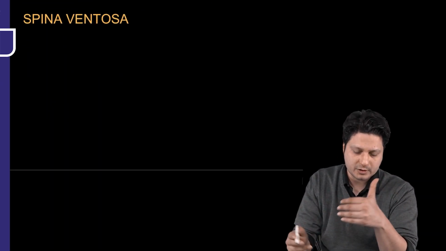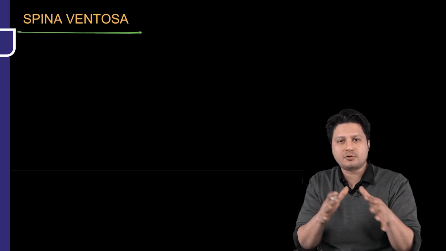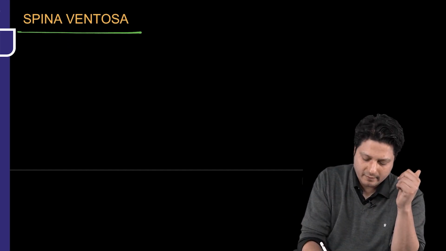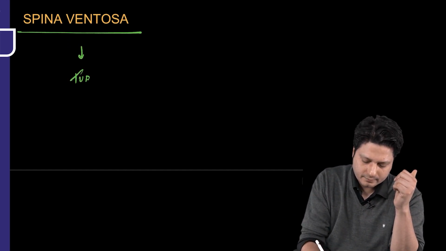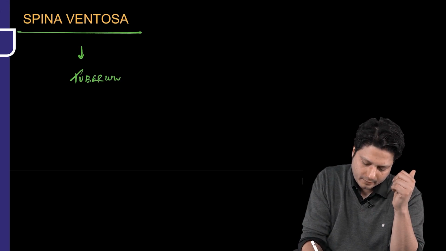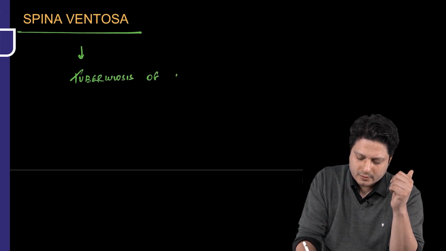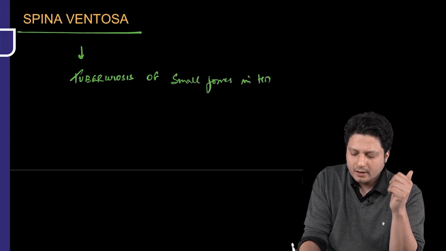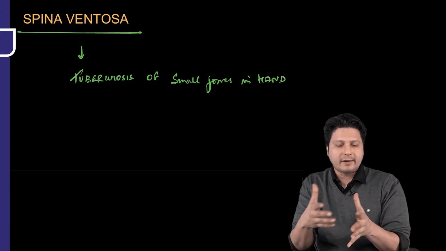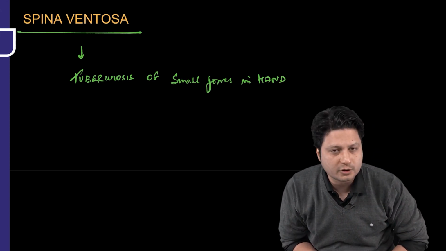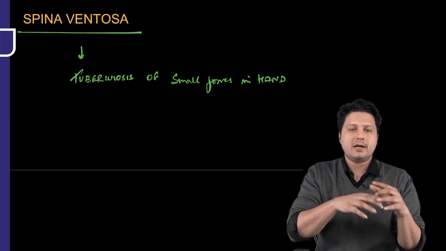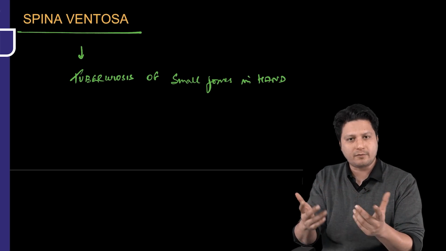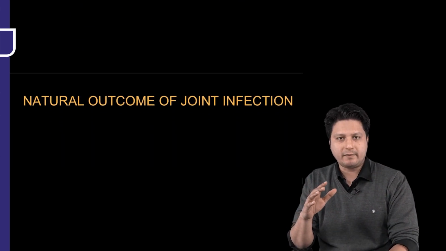And finally, spina ventosa. Spina ventosa is actually the tuberculosis of the small joints in the hand, because there is a confusion that spina ventosa could be a tuberculosis of the spine. No, it is not the tuberculosis of the spine. That is Pott spine. Spina ventosa simply is the tuberculosis of the small joints in the hand, like metacarpophalangeal or interphalangeal joints. So this is what spina ventosa is.